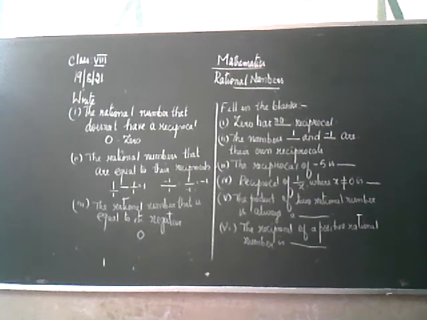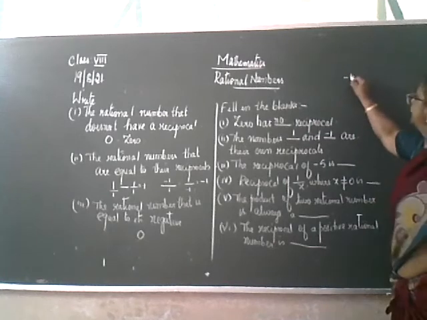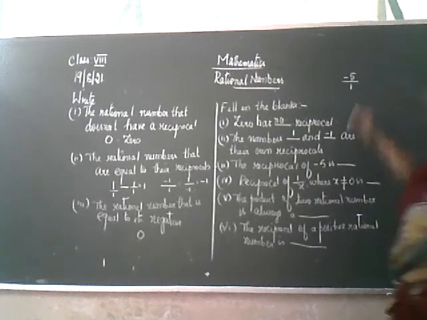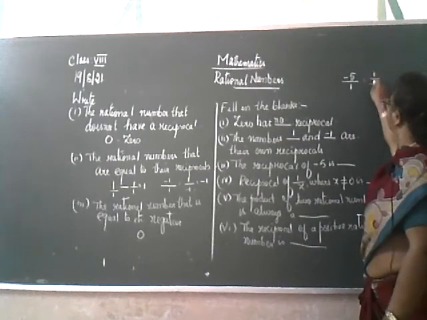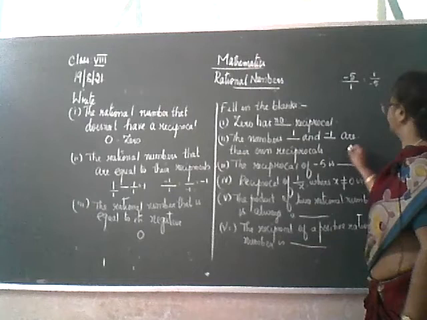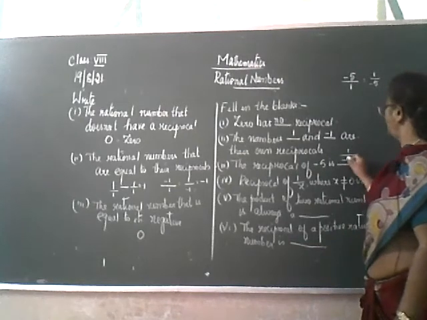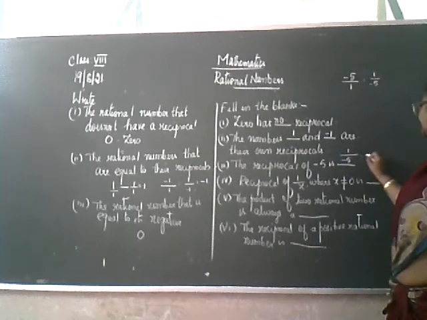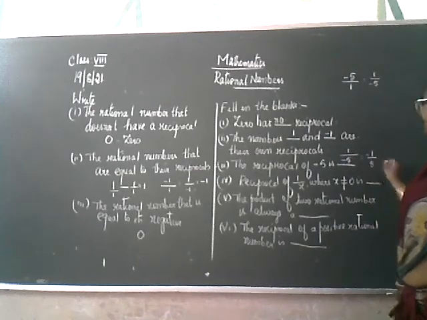The reciprocal of minus 5 is, so minus 5 by 1, so that it becomes a rational number. When you write the reciprocal of it, you will write 1 by minus 5. So you can write 1 by minus 5 or minus 1 by 5. Both are one and the same. You can write this also as minus 1 by 5.